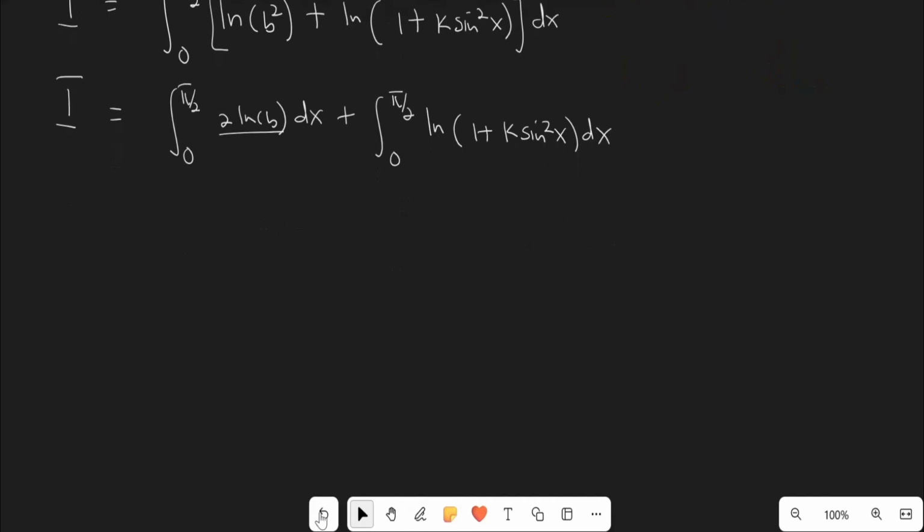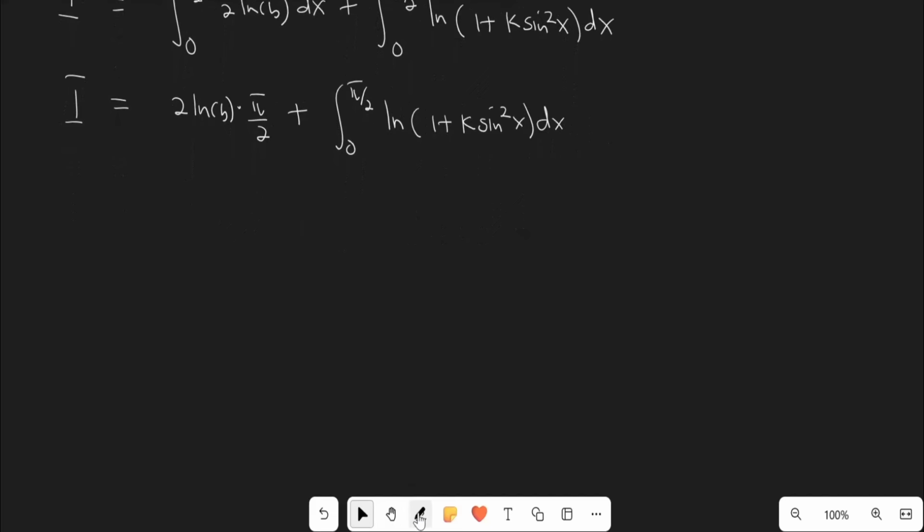Integrating this one is just x times this constant, because this is a constant in the x world. So integrating is x, and then putting in the limit will be pi over 2, right? So integrating the whole of this is going to be 2 times the ln of b, multiplied by the limit pi over 2 minus 0, which is pi over 2, plus the integral from 0 to pi over 2 of the ln of 1 plus k times sine squared of x, and then dx. So this 2 will cancel this 2, peacefully, and now what you are left with is this.